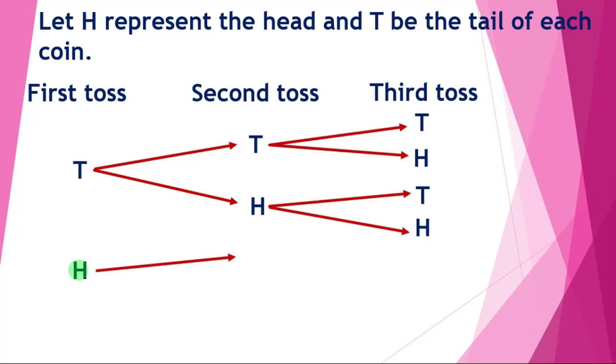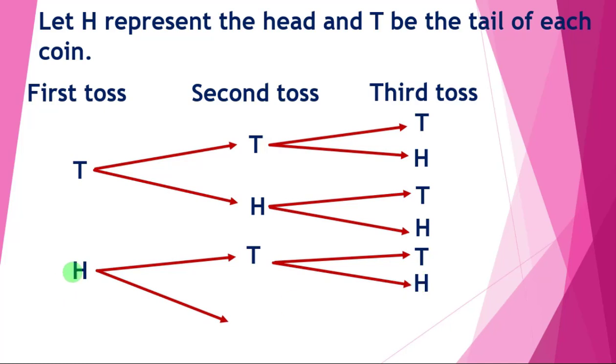Another is when we have a head on the first toss, then a tail on the second toss, then the third toss could be either tail or head. And another possibility, a head on the first, an H on the second still, and a tail or a T on the third toss. Then we have the H.